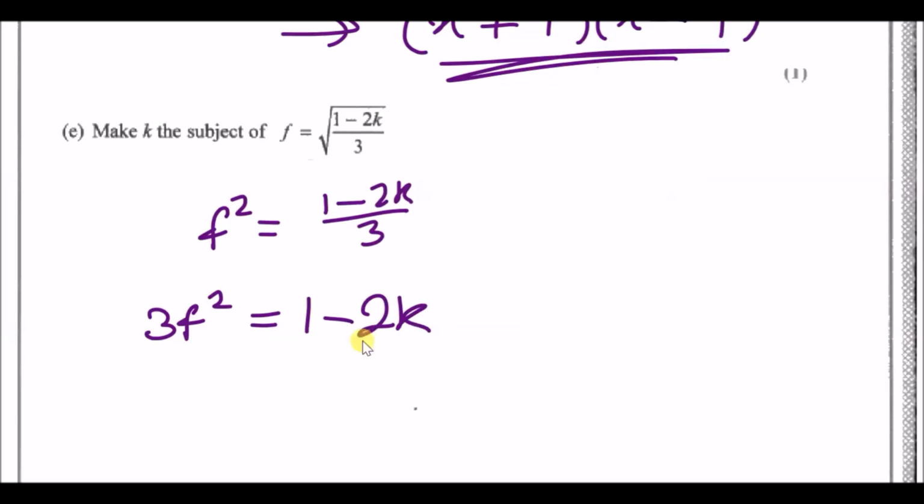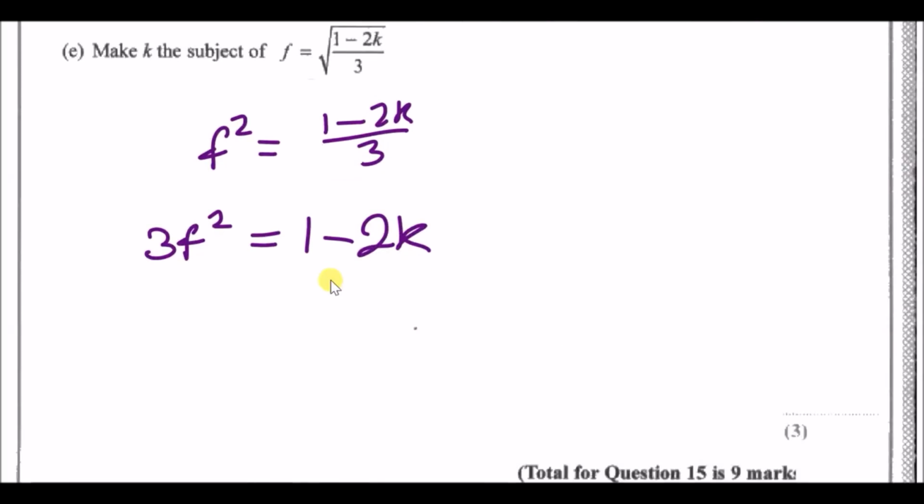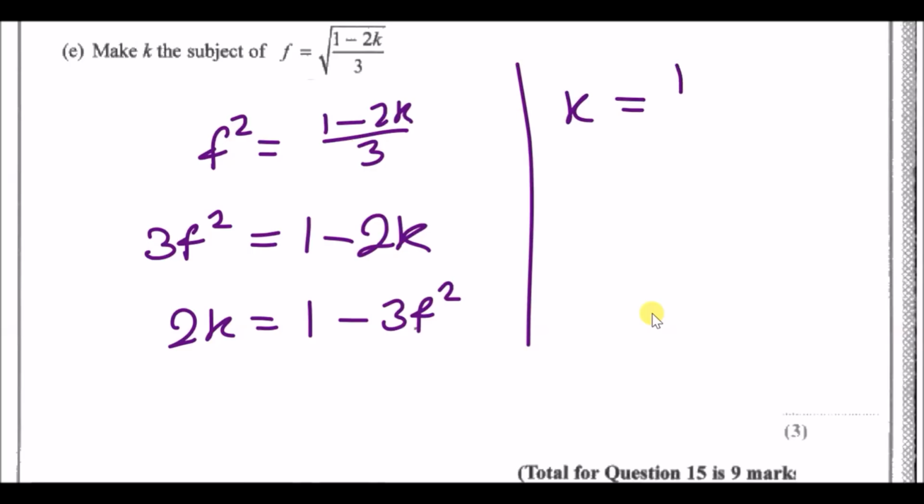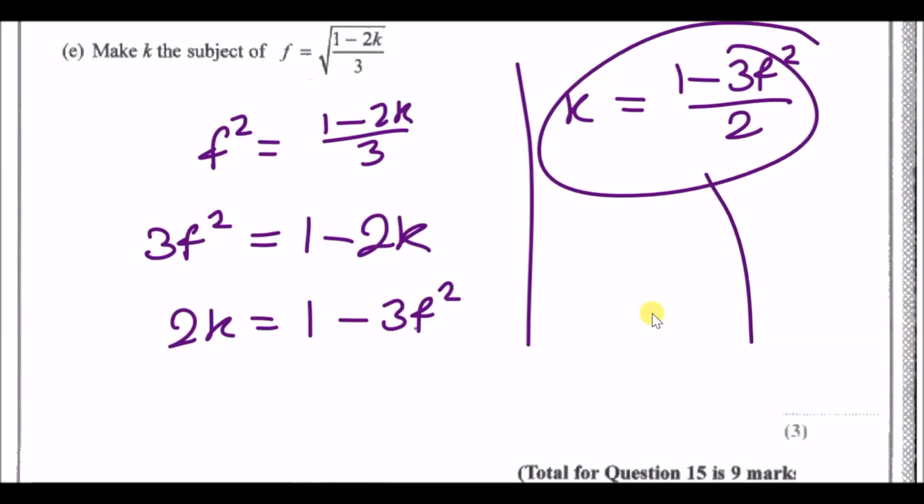Now we're almost done. You can see that this is not too bad to do. Now I like to make my subject terms positive, so I'm going to add 2k across and subtract 3f squared across. So you get 2k equals 1 minus 3f squared. And lastly, to separate the 2 from the k, just divide everything by 2. So you're going to get k equals (1 minus 3f squared) over 2. And that's your answer, guys.